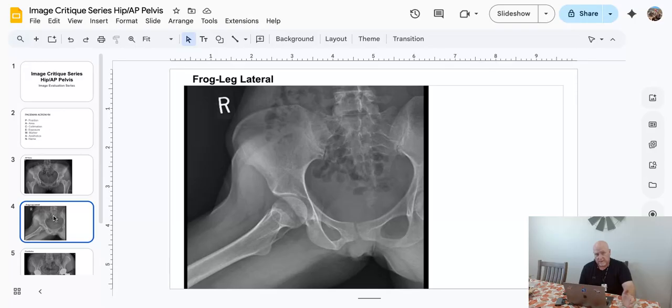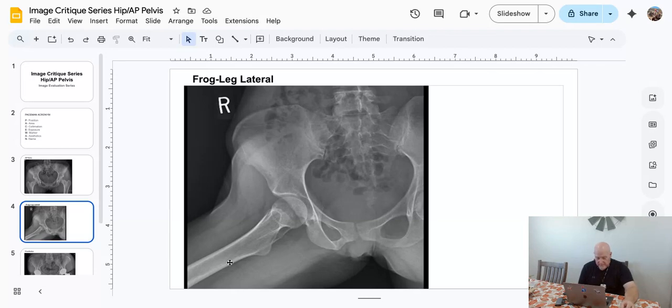We call this a frog leg lateral. For obvious reason, the leg is kicked out, and we're able to see a lateral view of the femur. Okay. Position wise, our positioning is good, very good on this one. Actually, we've included more than we need to. I like to see the iliac crest up here, and as far down the femur as we can see. No rotation here. We've got the lateral aspect of the right femur well demonstrated.